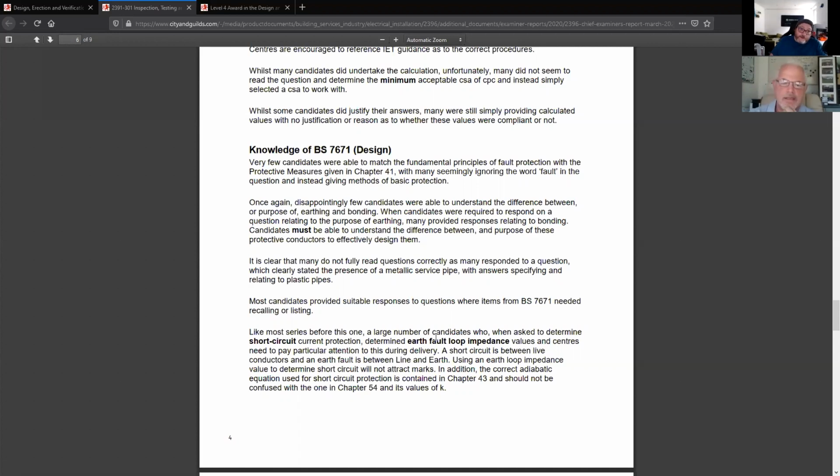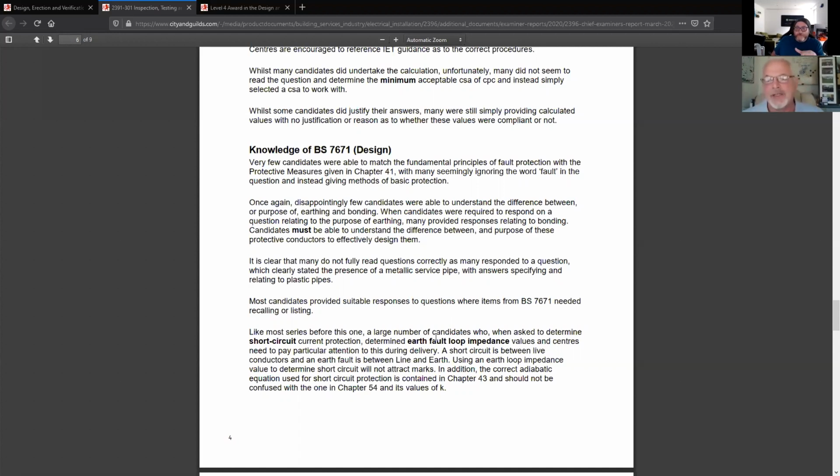It mentions there about the conductors. So again, people just get confused. To be perfectly honest, maybe the 2391 doesn't cover this enough for you to understand the real problem here.